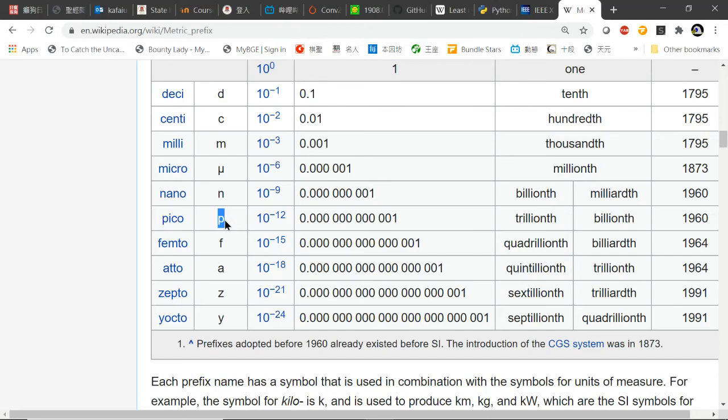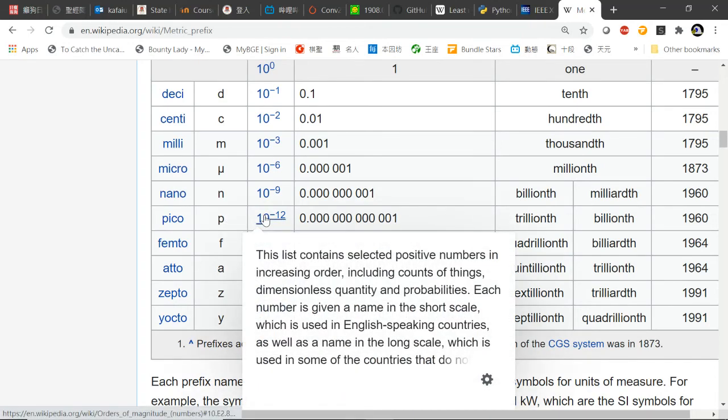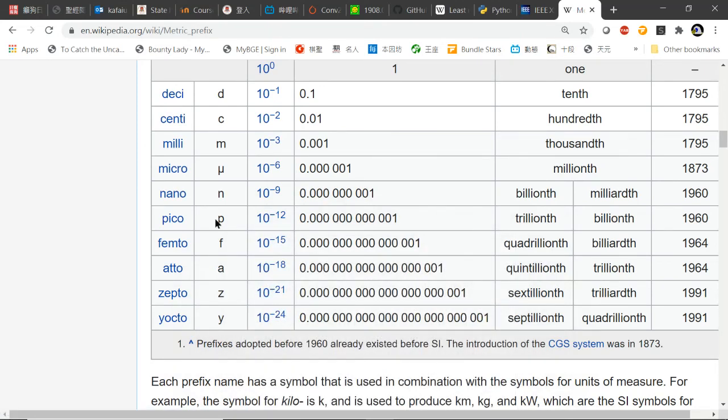And pico is 10 to minus 12. When you use some capacitor, it would be picofarad, something like this. And femto is 10 to minus 15. When we talk about some time, we may use this femto, but actually not really. But these four, I think you should remember them.